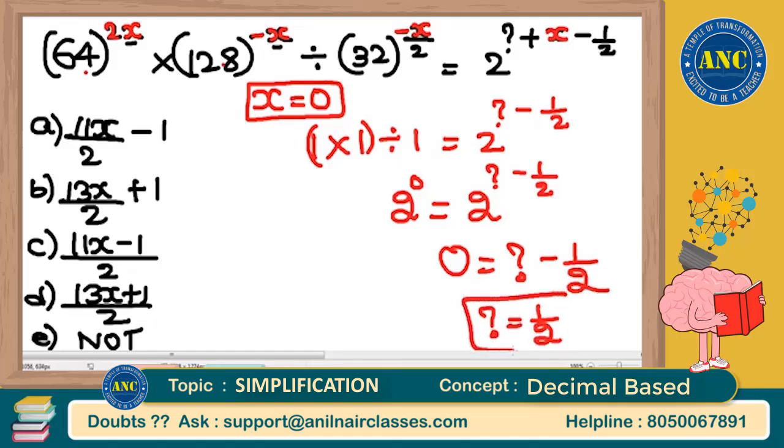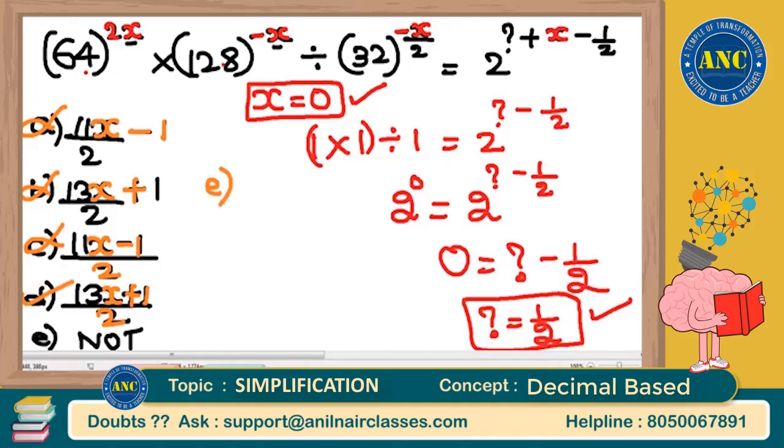That means when I put x value 0 in the answer options, I should get the value as half. If I get the value as half, that might be my correct answer. Check out with your answer options. If I put x 0, 0 minus 1 is minus 1, not half. X 0, 0 plus 1 is 1, not half. X 0, 0 minus 1 by 2 is minus half, not plus half. Ruled out. X 0, 0 plus 1 by 2 is 1 by 2. This should be the correct answer.